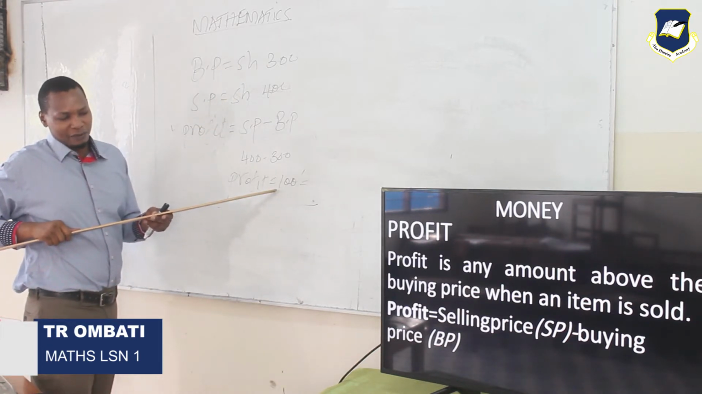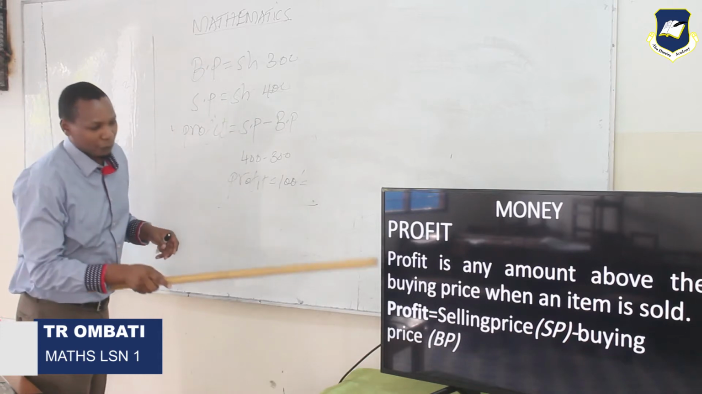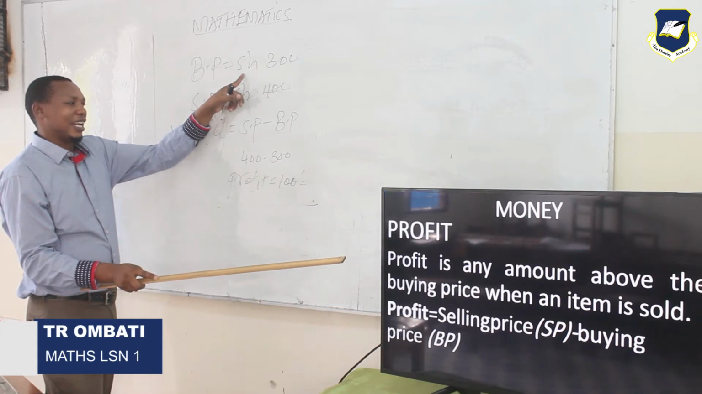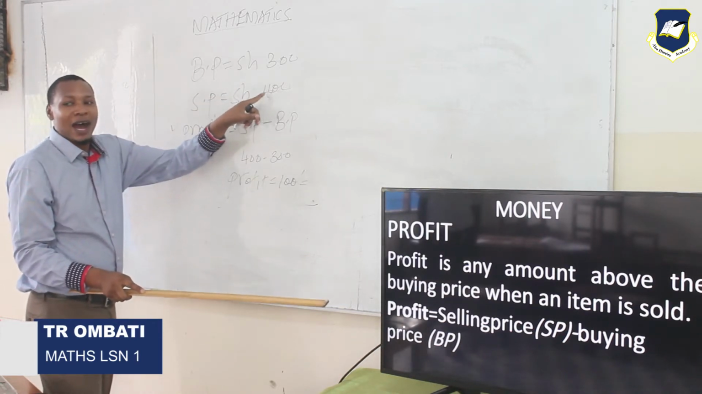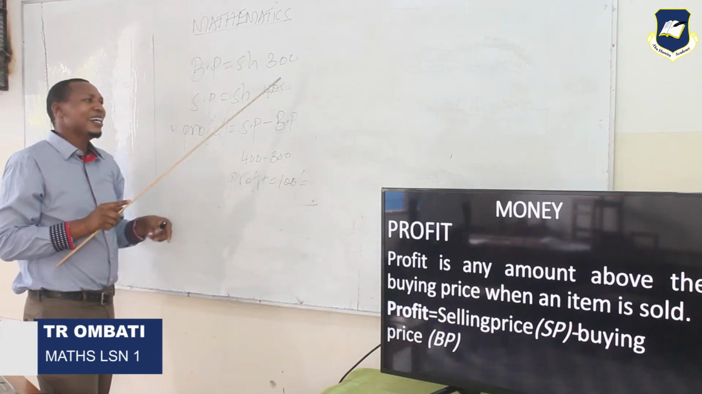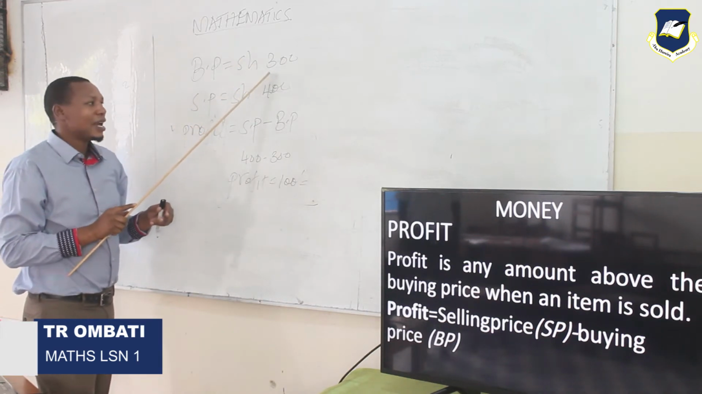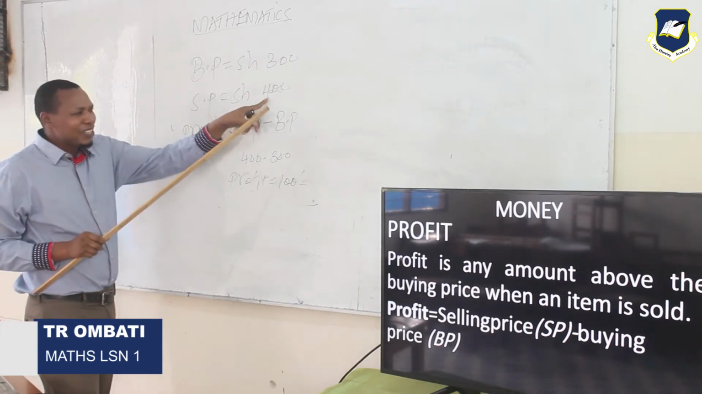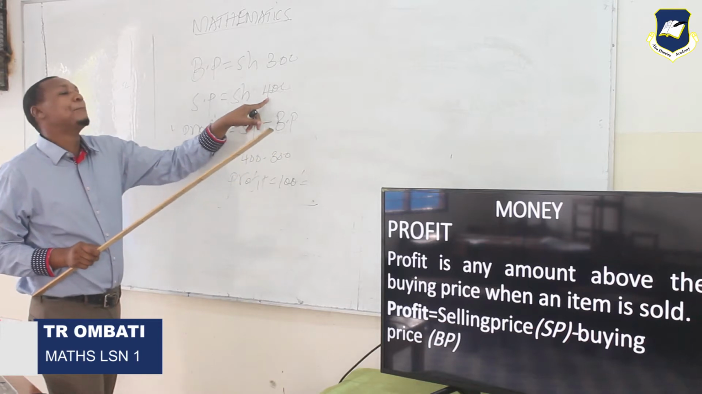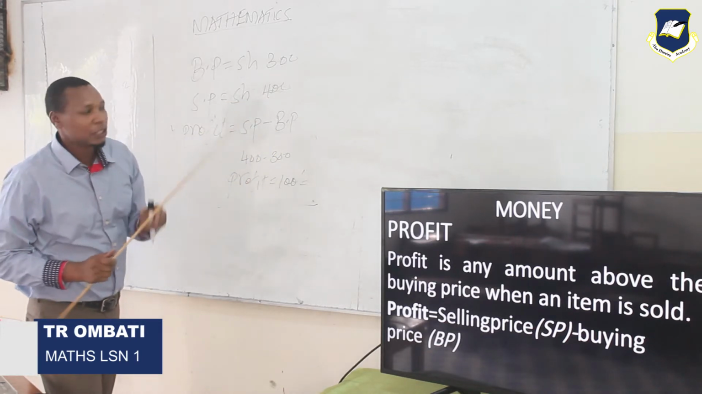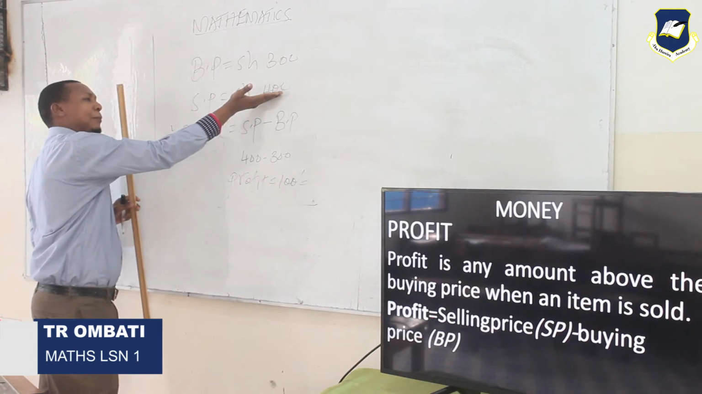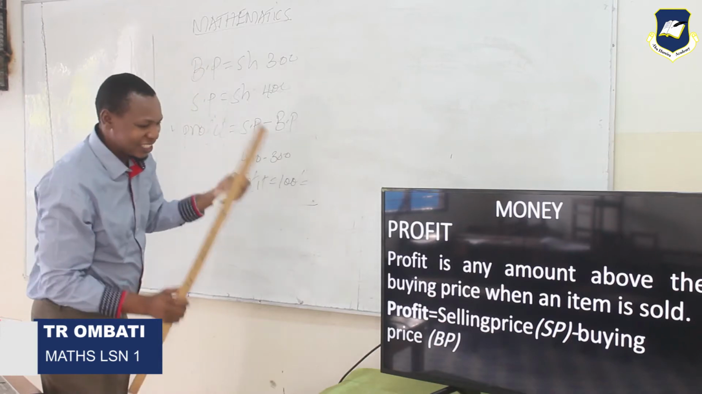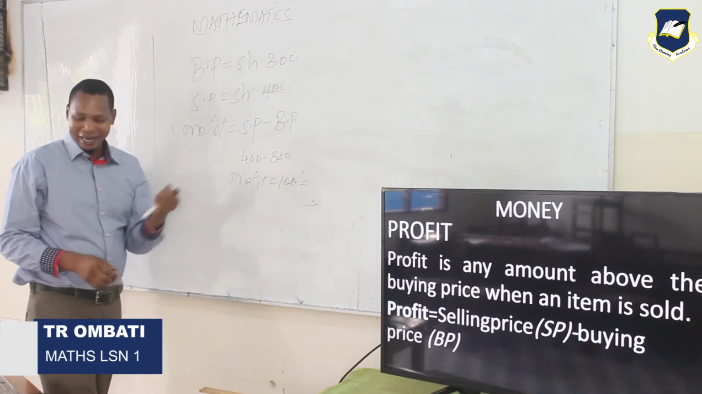On my question here, what I've done on the chalkboard. That is, profit is an amount above the buying price. Our buying price was 300 shillings. Our selling price is 400 shillings. Profit is an amount of money above the buying price. So, how much is above the buying price? We subtract to get 100 shillings. So, our profit now is 100 shillings.